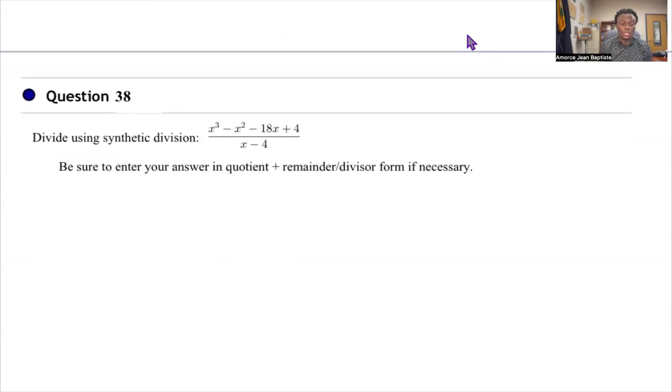division. Synthetic division is when you have a binomial in the denominator. So you're dividing a polynomial by a binomial. When you have that, then you're going to set up the division. That's the setup for your division.